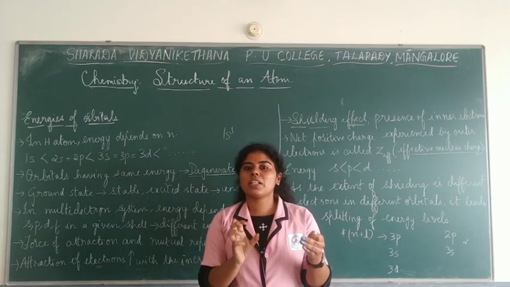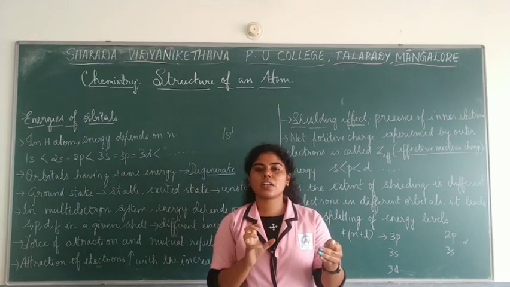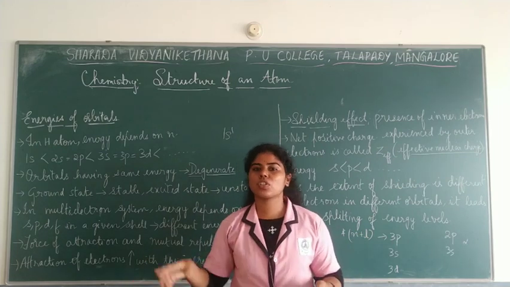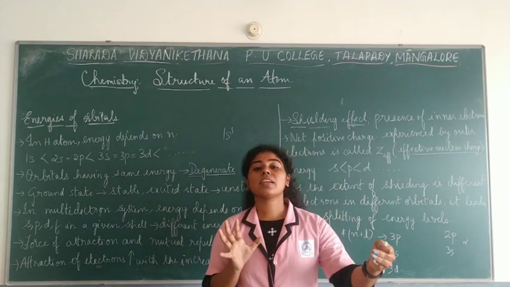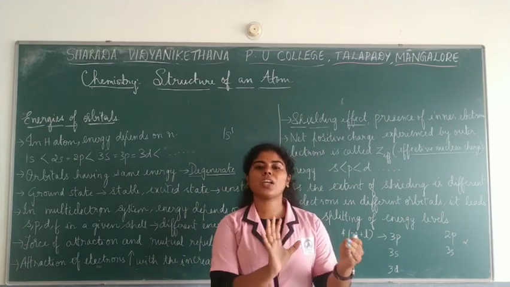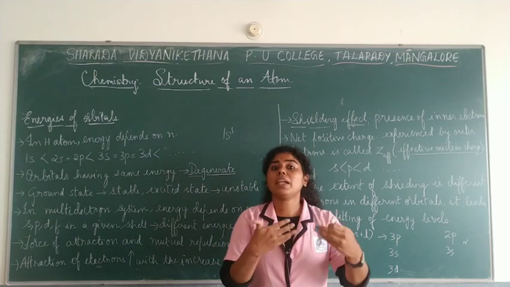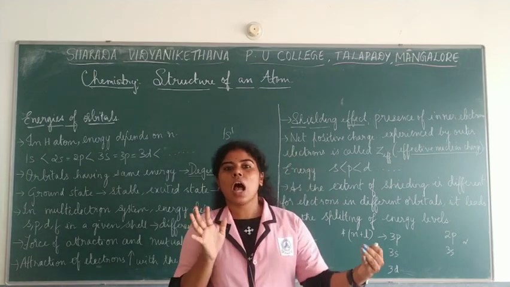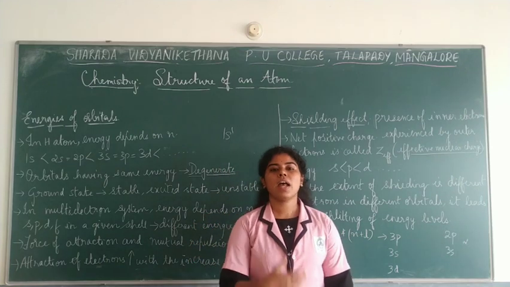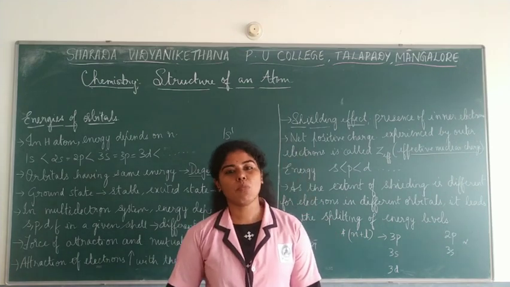This s orbital is actually close to the nucleus, right? There is a force of attraction between the positive charge in the nucleus and the electron present in this orbital, and this s orbital is said to be very close to the nucleus. Stability is said to be more when the orbital is closer to the nucleus in an atom.